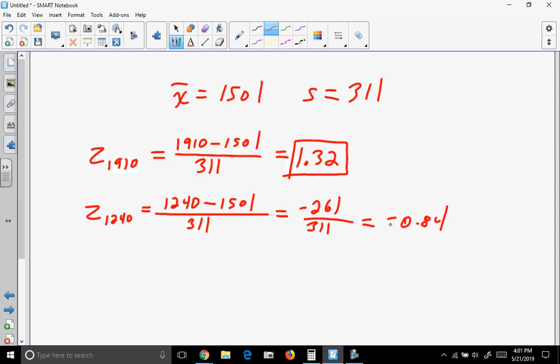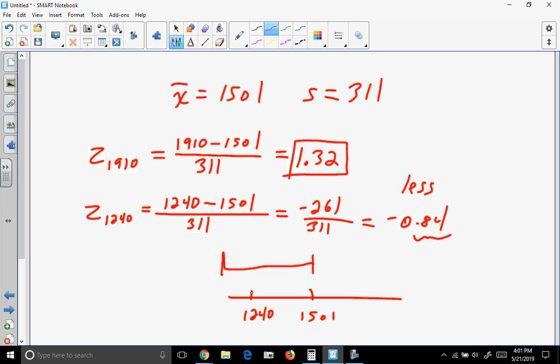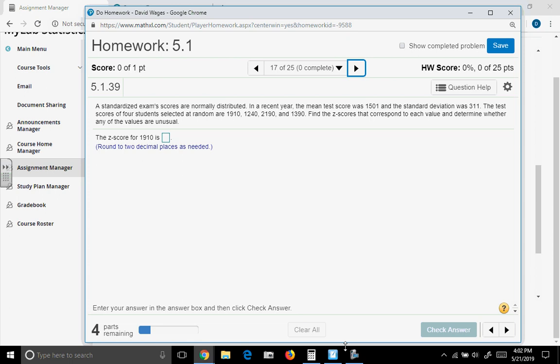So negative means that we're less than the mean. And the 0.84 tells us how far away from the mean we are. So if the mean is 1501, 1240 is on this side, and if a standard deviation is that long, we're less than that distance from the mean. We're about 84% of a standard deviation to the left. And it asks you to do this for 2 more, but if you can do it once, you can do it 4 times.